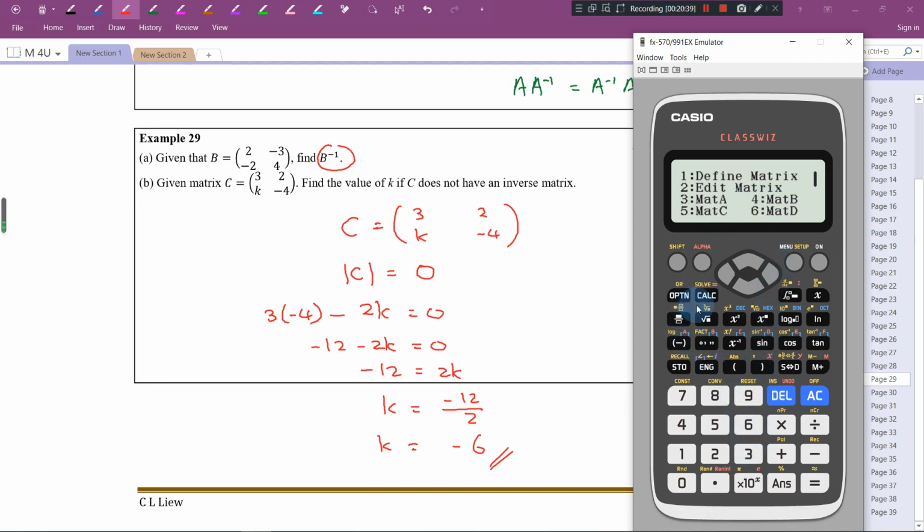Then press Option again. I want to call out the matrix A that I just keyed in. Now I want to find the inverse matrix. I know that the calculator should not be able to give me the inverse matrix of this matrix because K equal to -6 will make the determinant of this matrix become 0. That means this matrix does not have an inverse matrix, right? Now press equal. You will get a math error because this matrix does not have an inverse matrix.